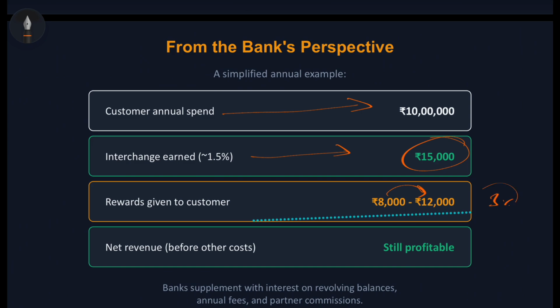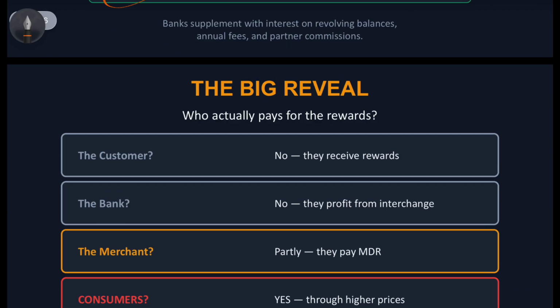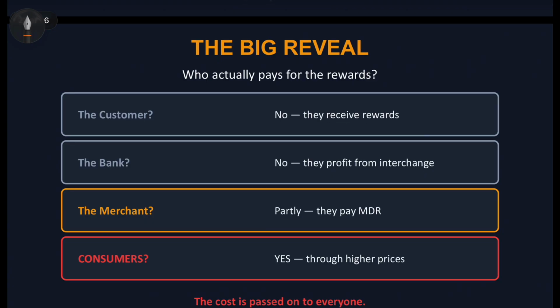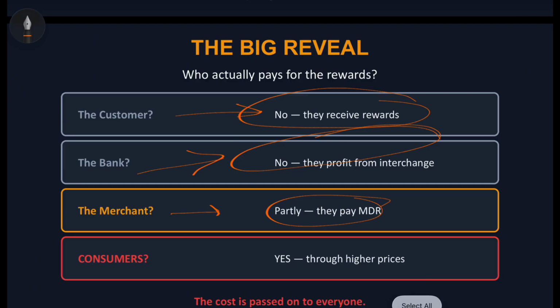So basically, what is happening? They are getting a 3% spread, right? So the bank is also benefiting, right? So net revenue, they are still profitable from the bank's perspective. So the customer, are they paying for the reward? No. The bank, no, they are actually profiting. The merchant, partially, they pay the MDR, right? Which is basically the fuel for the revenue collection, right?